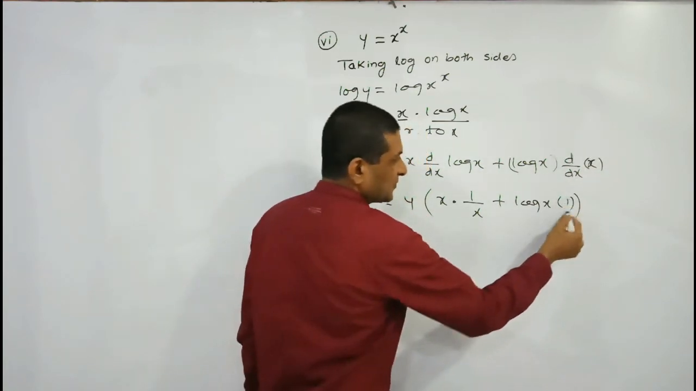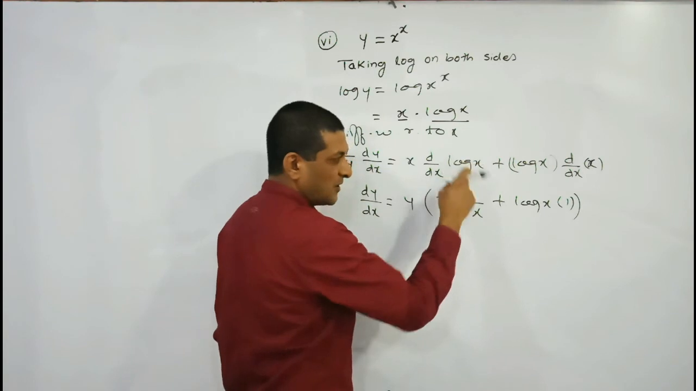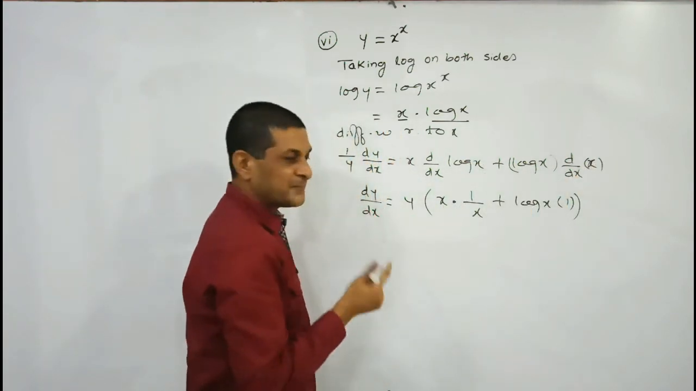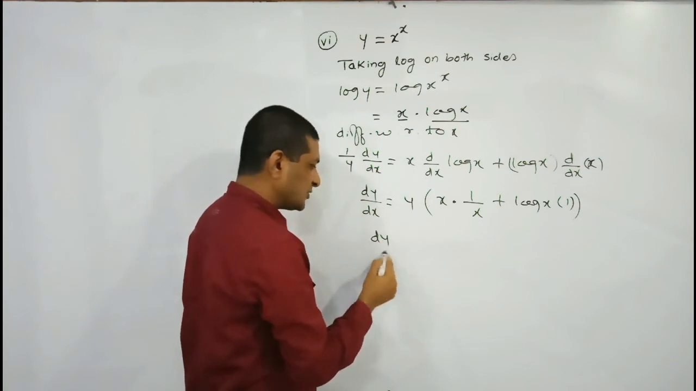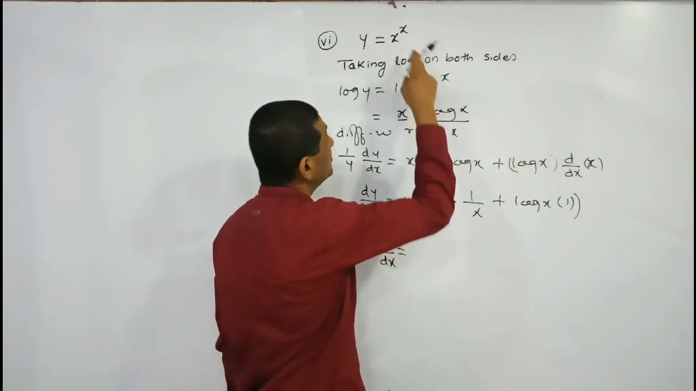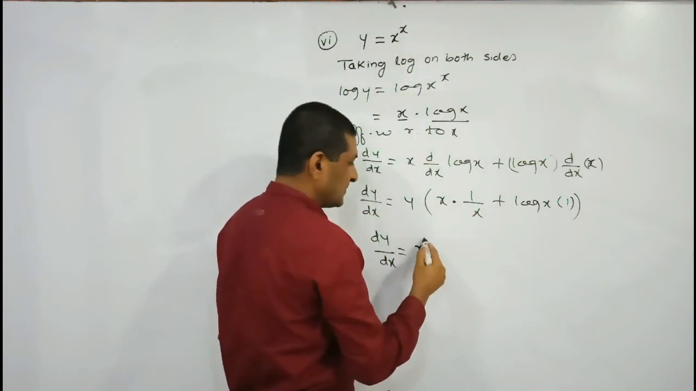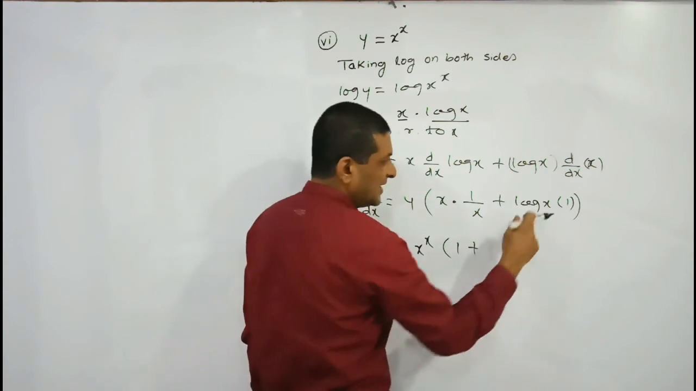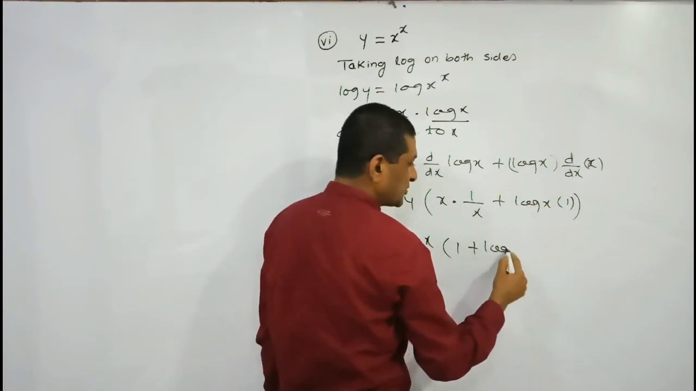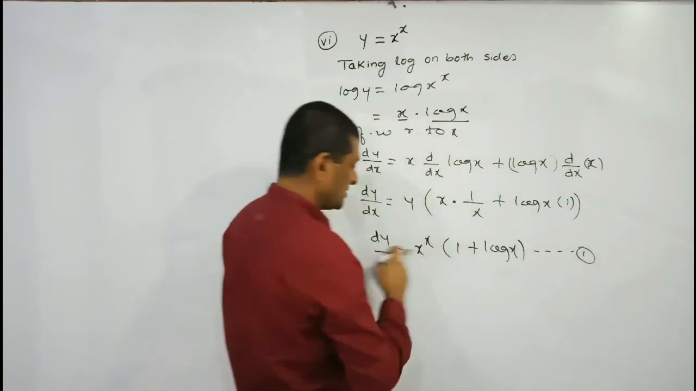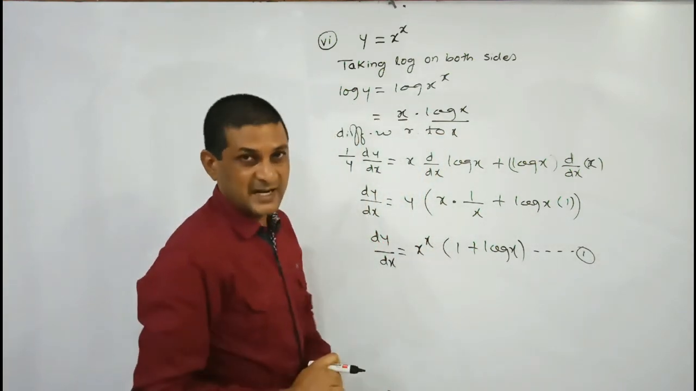We are simply differentiating log x, its derivative is 1 by x, and the derivative of x will be equal to 1. Now substitute the value of y also. So dy upon dx is equal to, what is y? y is equal to x raised to power x. So replace it by x raised to power x. Here x raised to power x will get cancelled, the remaining term is 1, and log x into 1 will be equal to log x. Let us denote it by equation number first, which is nothing but the first order derivative.